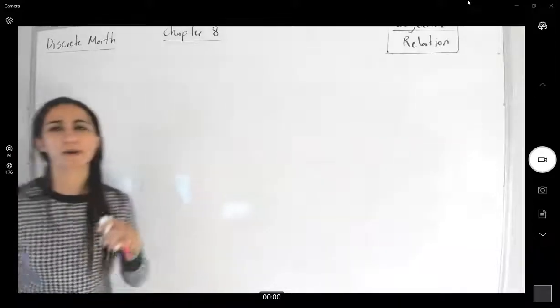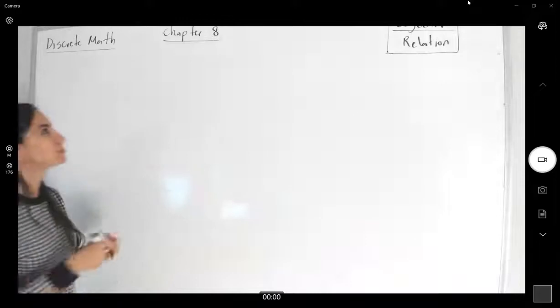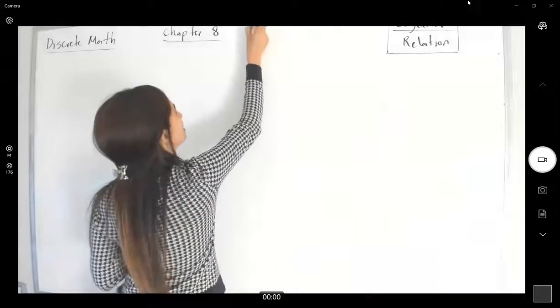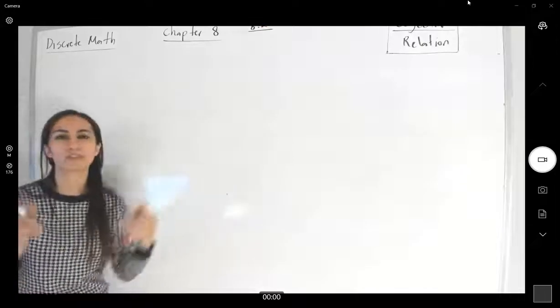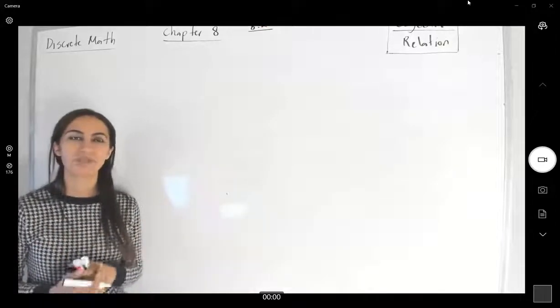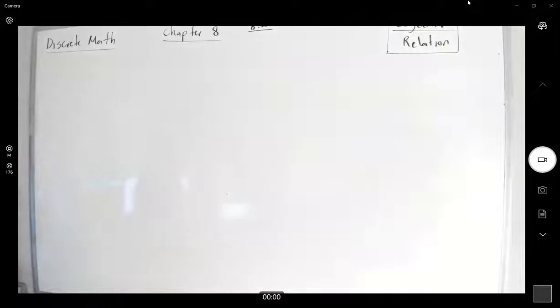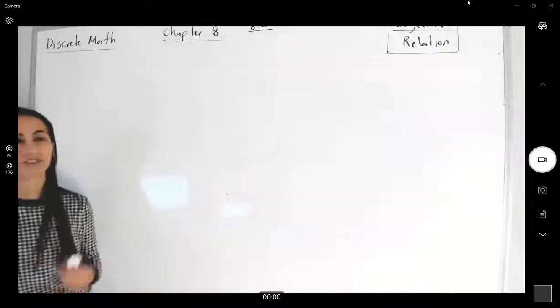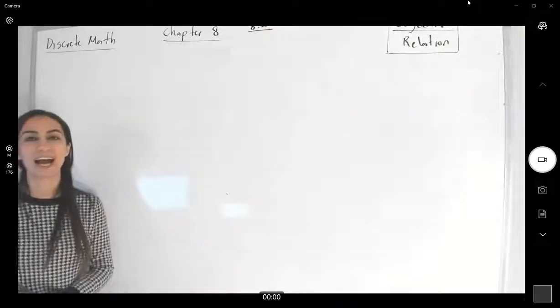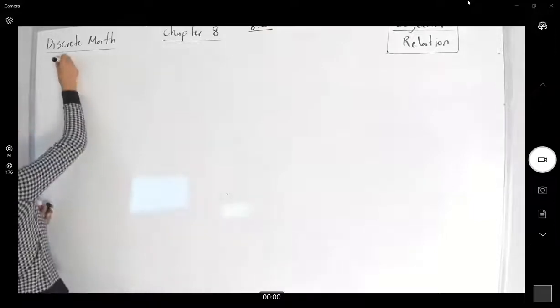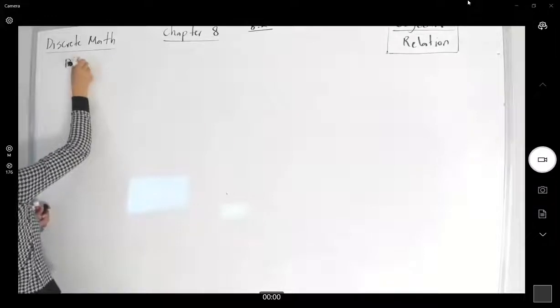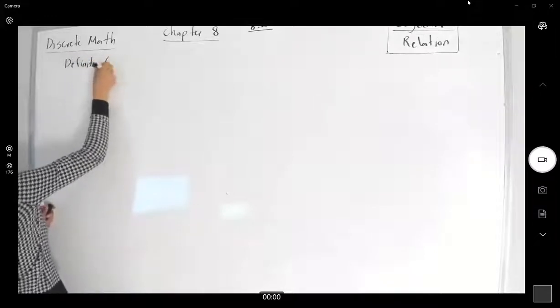We're going to go over more definitions. We have special types of relations. We have reflexive relation, symmetric relation, and we also have transitive relations. So let's write down this definition. Then we're going to go over some examples.